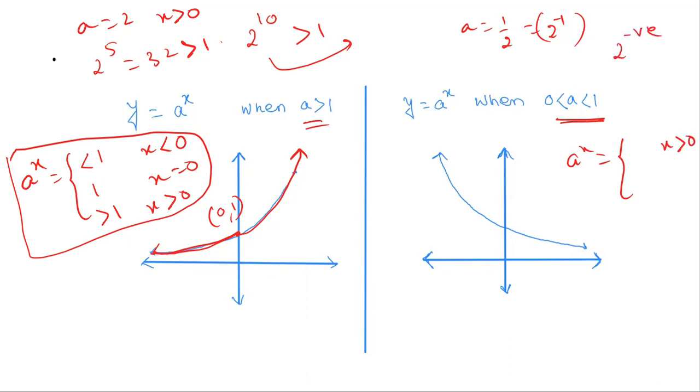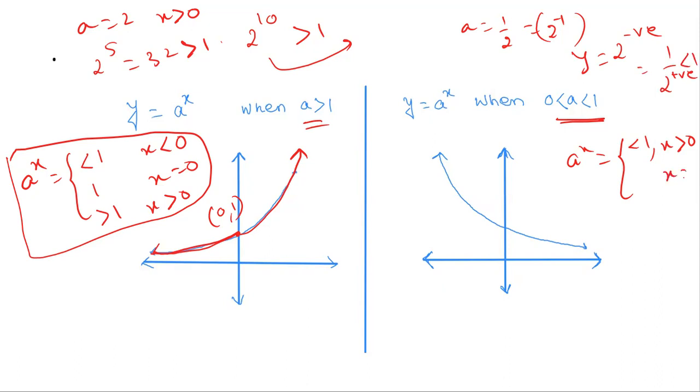Whatever you are taking, if 2 to the x is greater than 0, then the function y will become 2 to the power negative. 2 to the power negative means it will become less than 1, right? 2 to the power negative means 1 by 2 to the power positive. That means it is less than 1.